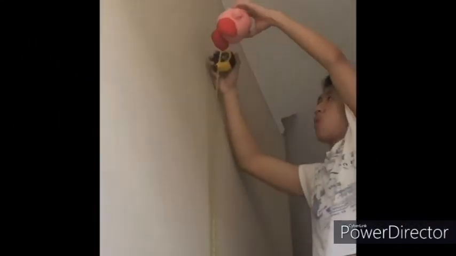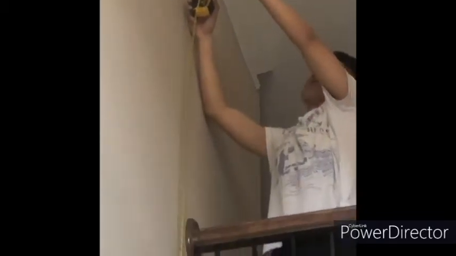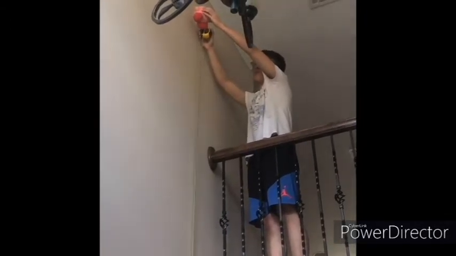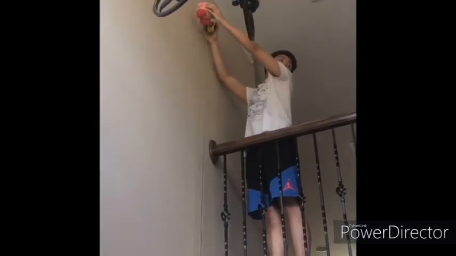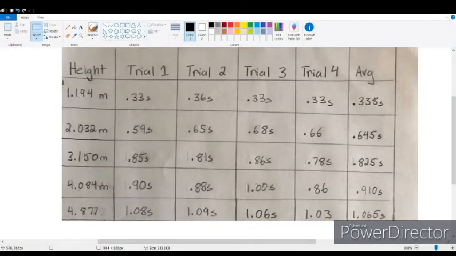15 feet, trial 3. Ready? Go. 1.06. 16 feet, trial 4. Ready? 1.03.